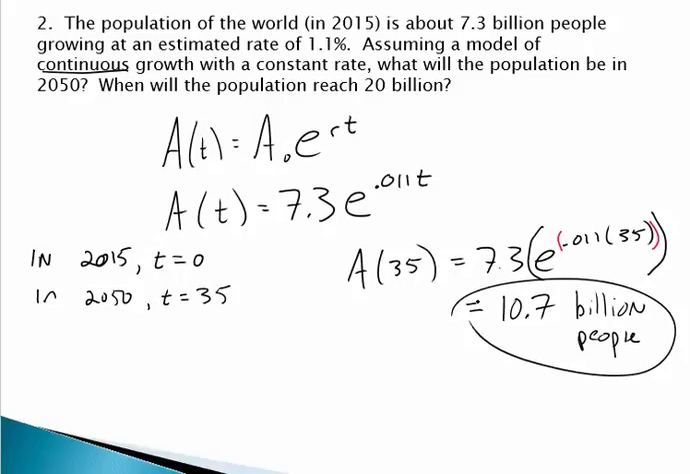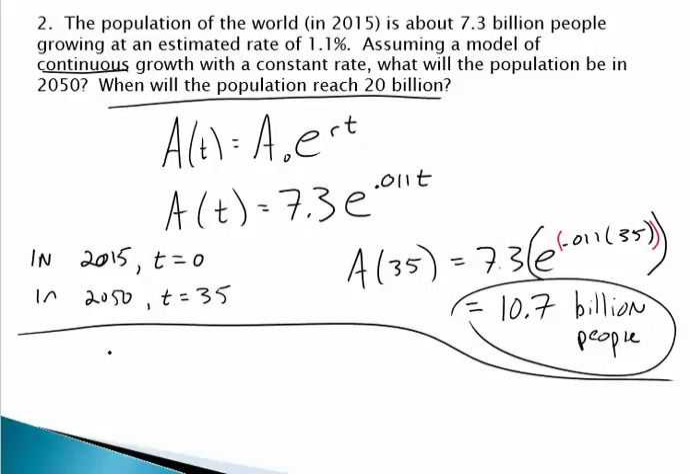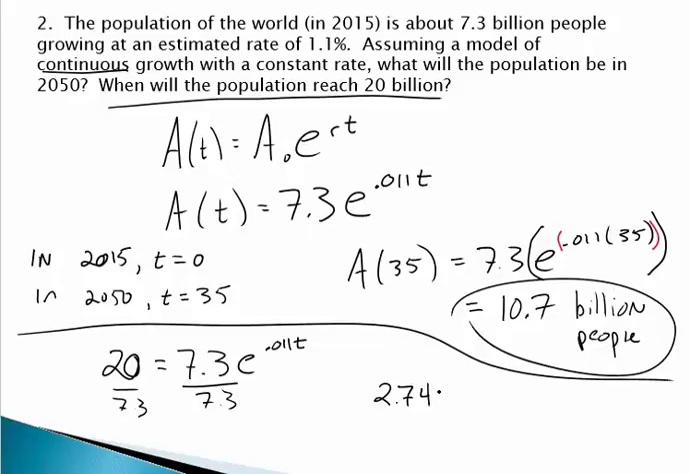Okay, now, second question. Sorry, second question. When will the population reach 20 billion? So in this case, I'm giving you the amount. You've seen this type of problem before. And asking for the time. All right, so I got to solve that equation. So isolate your exponential expression. 20 divided by 7.3 is 2.74. So that gives me this equation. 2.74 equals e to the 0.011t.